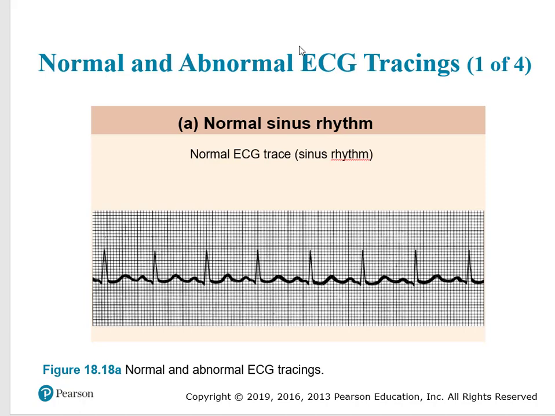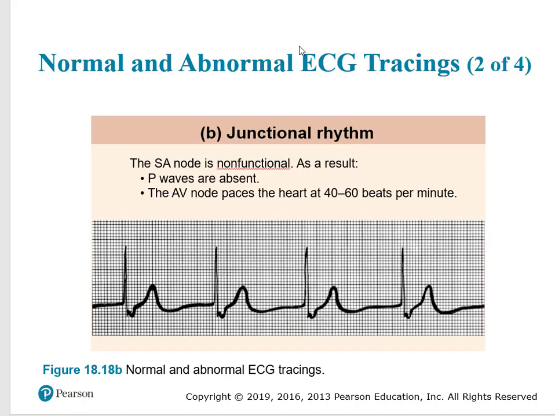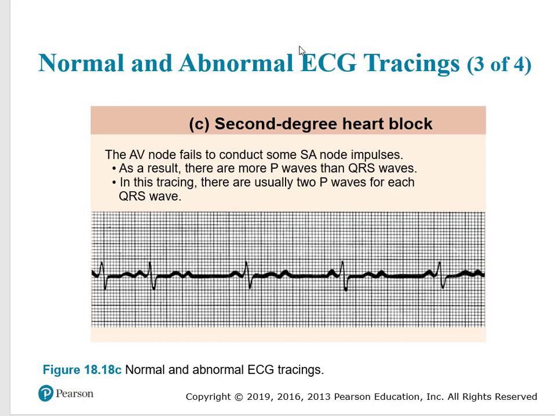This is a normal sinus rhythm that you see. You see P wave, QRS, and T wave over here. This is a junctional rhythm where the P wave is missing. That means the impulse that's coming to the ventricles is coming from the AV node, not from the SA node, which is why the P wave is missing. That's very important. The AV node only beats 40 to 60. That's what you see in junctional rhythm.